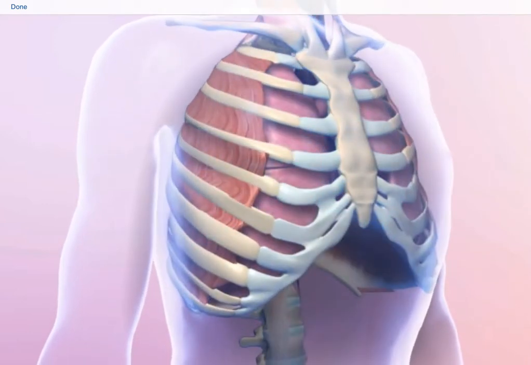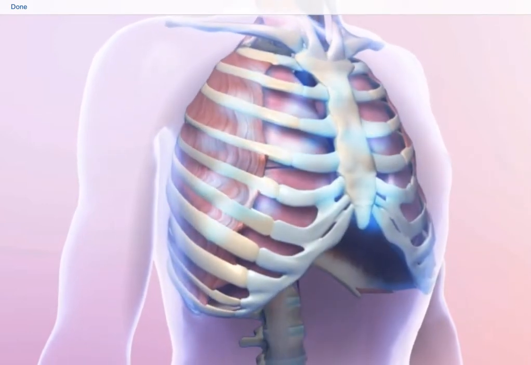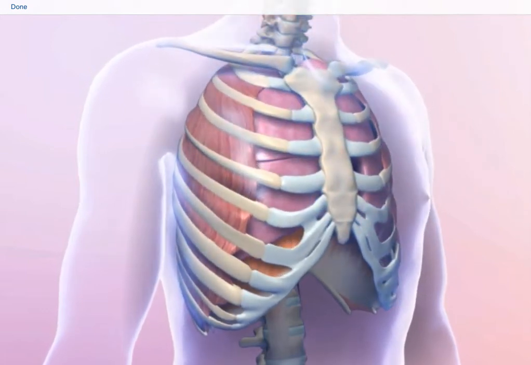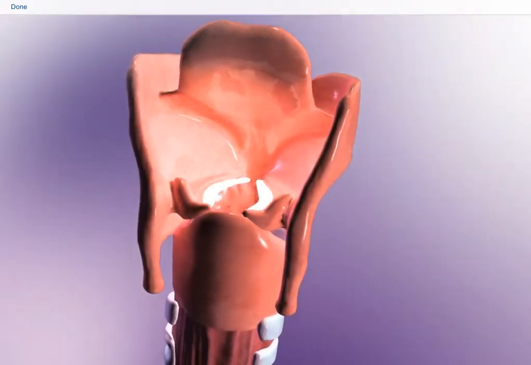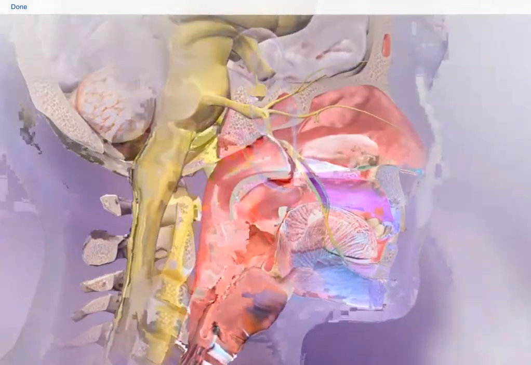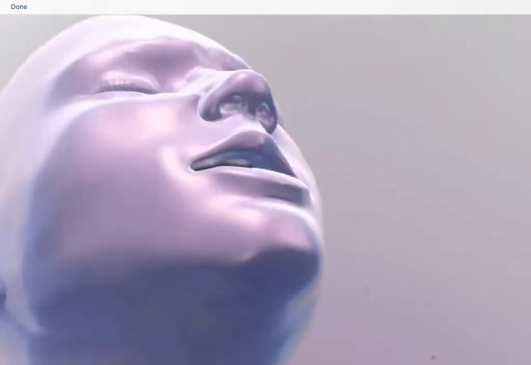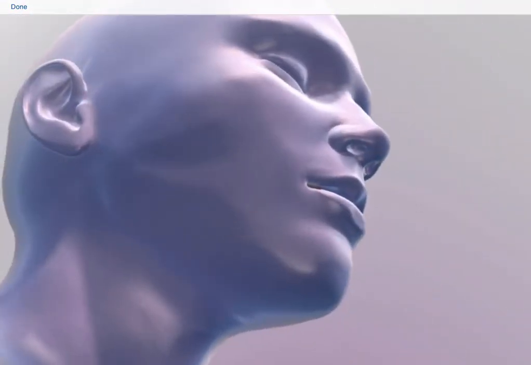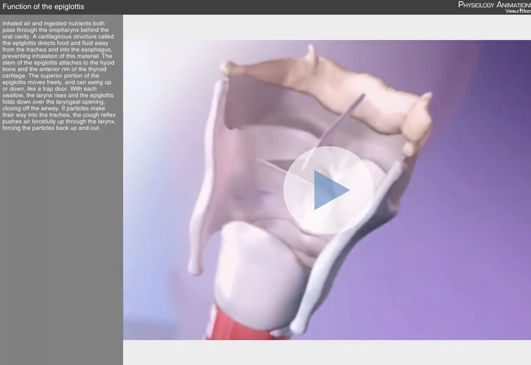These events create a buildup of pressure in the lungs. When a sufficiently high level of pressure is attained, the vocal cords relax, the epiglottis opens, and an expulsion of air rushes through the nose and mouth. The force of the sneeze propels the irritants out of the nasal cavity.